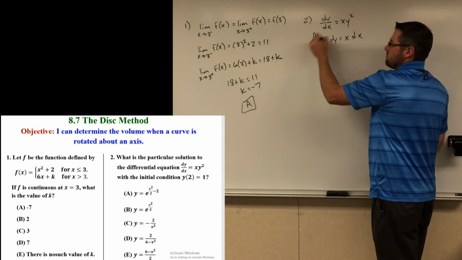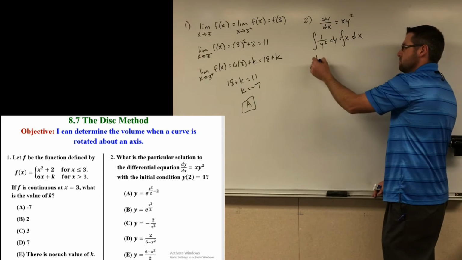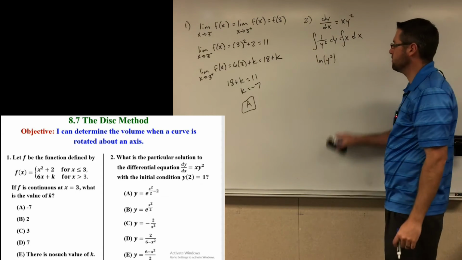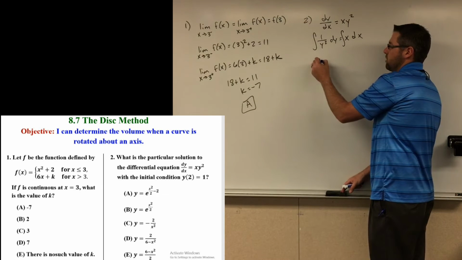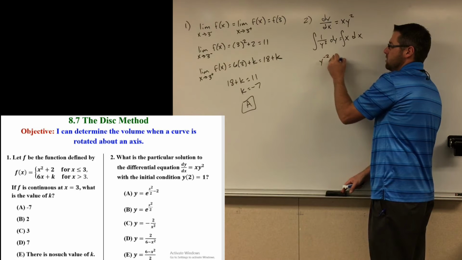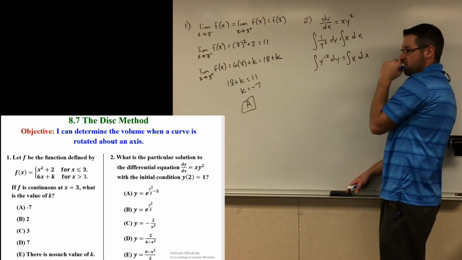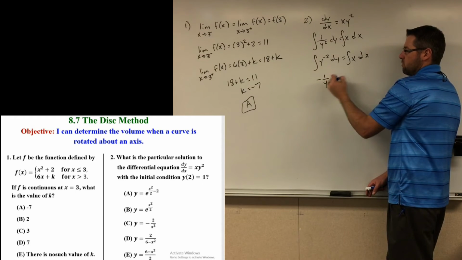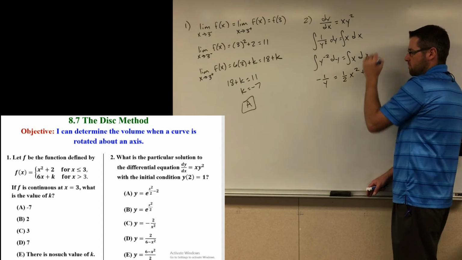Then I integrate. I don't want to see anybody making these mistakes. No, why not? Don't do that. Because the exponent is 2, not 1. So we're going to rewrite this as y to the negative 2 dy equals the integral of x dx. So what's the antiderivative of that? Negative 1 over y equals 1/2 x squared plus c.